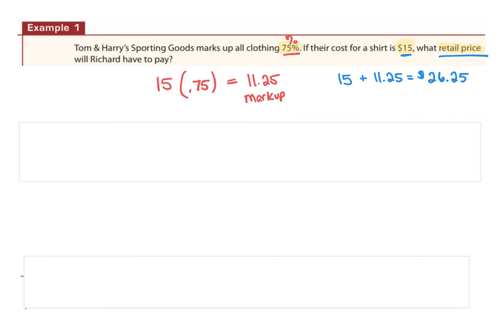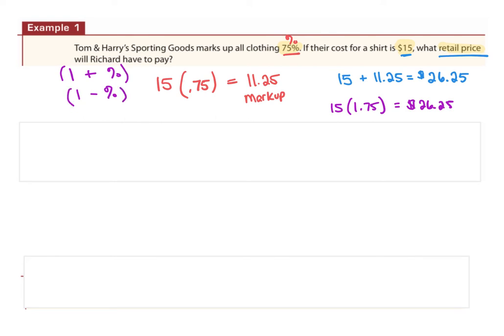We did this before in the last section. You could also multiply it by 1.75 to get the new price. If you didn't have to find the markup amount and you just needed the new price, you could take this and multiply it by 1.75. You will also get 26.25. Remember, for an increase, you do 1 plus the percentage, and for a decrease, you multiply it by 1 minus the percentage. And that will give you the new amount.